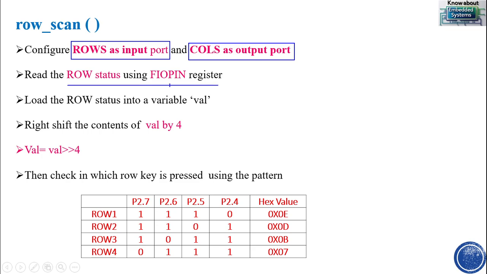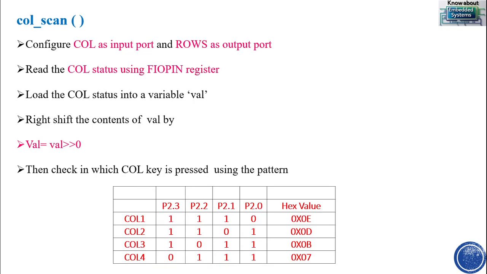Then read the row status. Read the row status from the FIO pin register, load it into a local variable, and right shift by 4 positions to get it as the LSB. After doing that, we have to check the pattern. If the row scan returns the pattern 1110, that is E, then I can say it is row 1. Similarly, if it returns D, it is row 2, and it goes on like that. This process is called row scan.